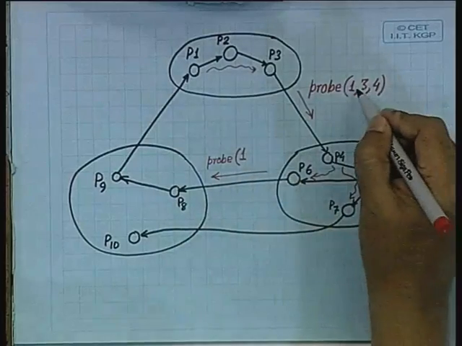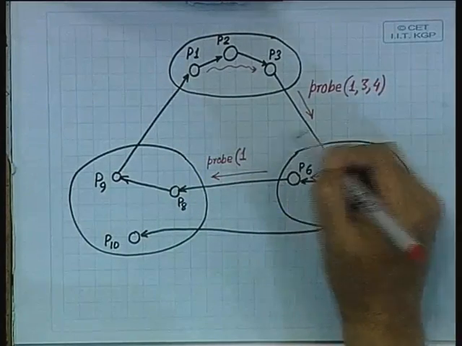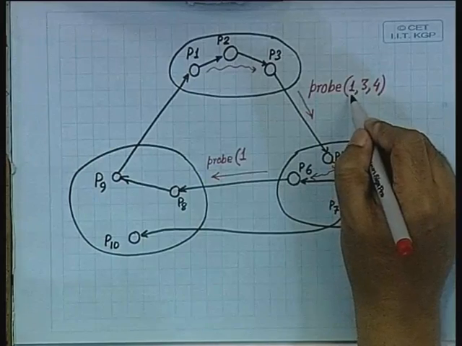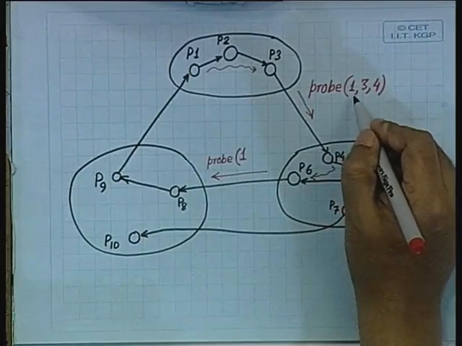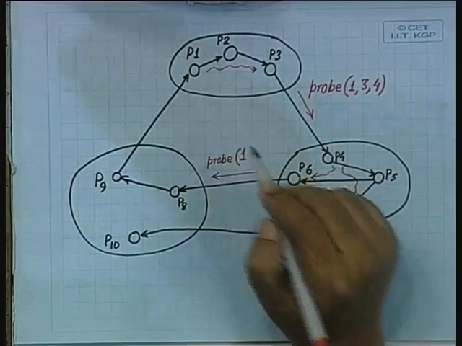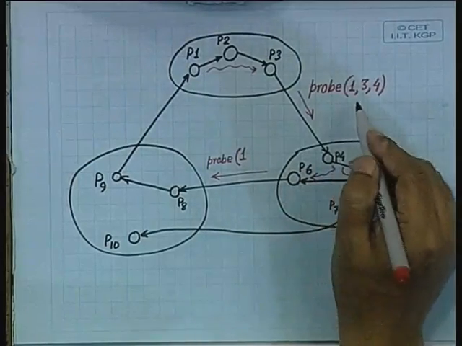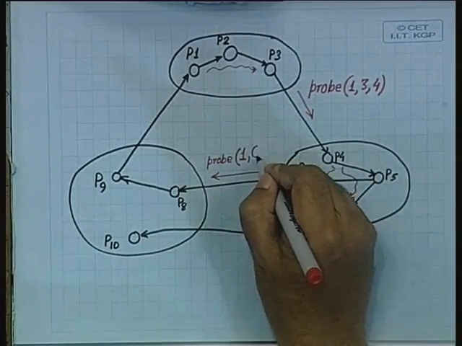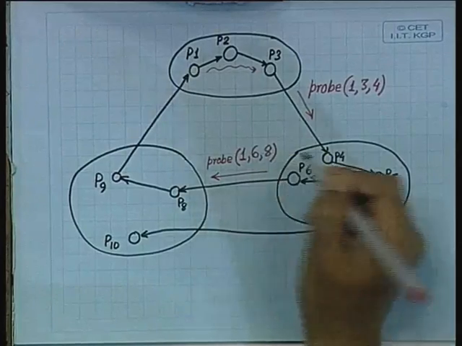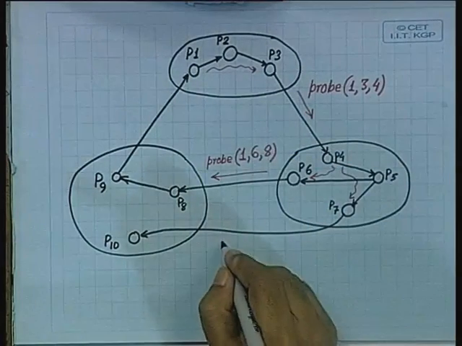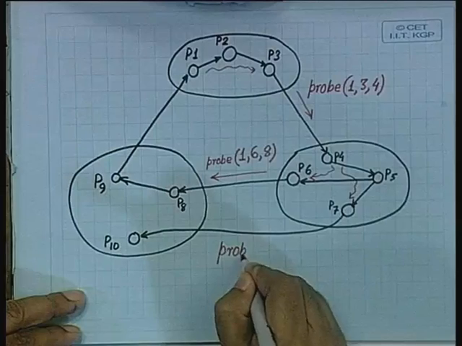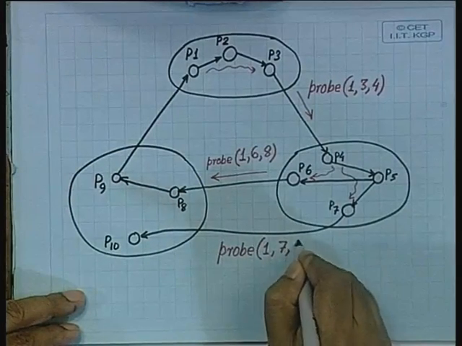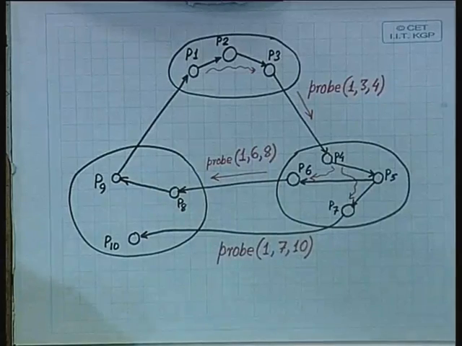See, the initiator is retained, okay. The first one is the initiator of the probe message, the first argument. So, that is still 1 because P1 initiated it, and the probe is being sent from 6 to 8. So, this is probe 1 6 8, and what is this going to be? Probe 1 7 10. Okay.